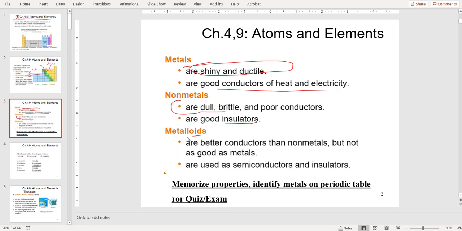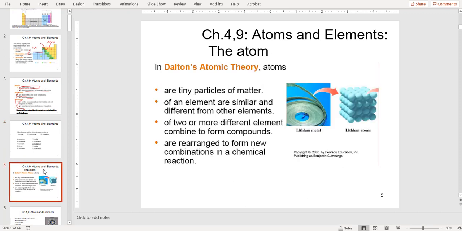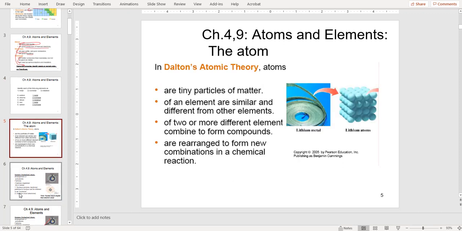And metalloids are somewhere in between. So silicon is a very popular metalloid, as it has properties of both of them. So we call them semiconductors. They're not quite conductors, they're not quite insulators. So make sure you have the properties memorized, and you have the metalloids memorized, and then you could reason out the other elements, whether they're metals or nonmetals. So that's pretty straightforward. Now we're going to start getting into Dalton's atomic theory.